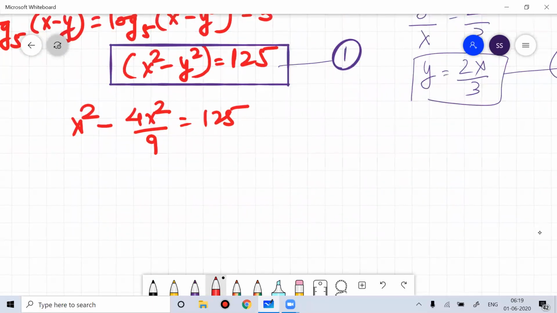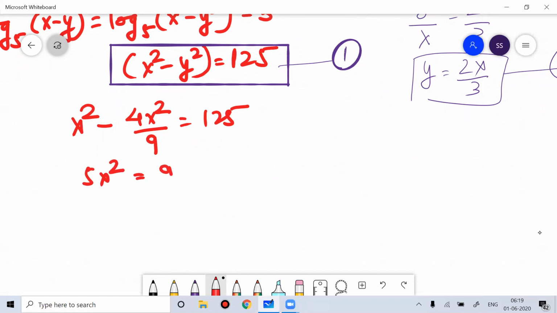If you just continue this, in place of y, if you put 2x by 3, so y square would be 4x square by 9. So you get 5x square equal to 9 into 125. x square is equal to 9 into 25. So it means x is equal to 15.